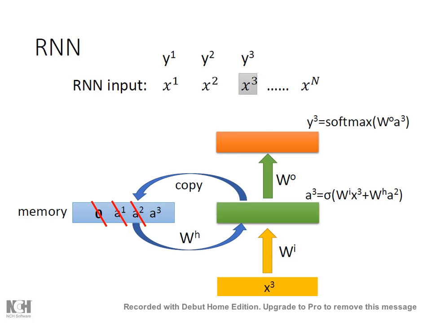We continue this process. The next input is S3. S3 is multiplied with WI here, plus WH multiplied by A2. So we generate A3 and copy it to your memory. Then we continue to compute Y3. We just repeat such a process again and again.